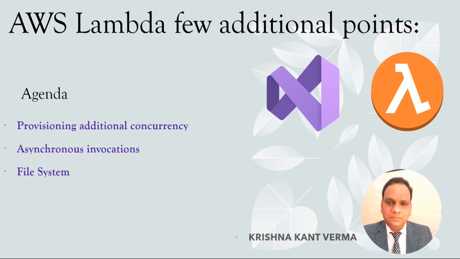I am back again with part 12 of the AWS Lambda video series. In this video, we are going to discuss a few more additional points about AWS Lambda. The first one is setting up the additional concurrency limit for AWS Lambda. Secondly, the asynchronous invocation feature of AWS Lambda, and connecting a file system to AWS Lambda. So let us jump on the AWS Lambda console and we'll explore all these 3 points one by one.